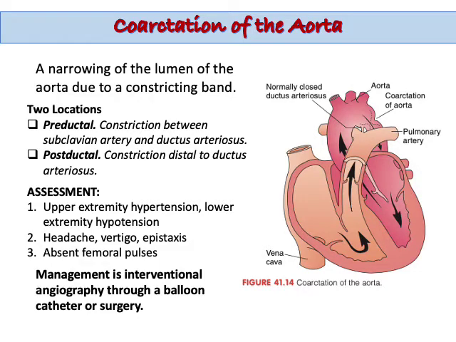Assessment findings: there's upper extremity hypertension and lower extremity hypotension, usually a difference of 20 mmHg, with the blood pressure in the upper extremities 20 mmHg higher than in the lower extremities. Headache, vertigo, and epistaxis occur, again due to higher blood flow in the upper extremities. Femoral pulses are absent because of less blood flow in the lower part of the body. In older children, there's also leg pain.